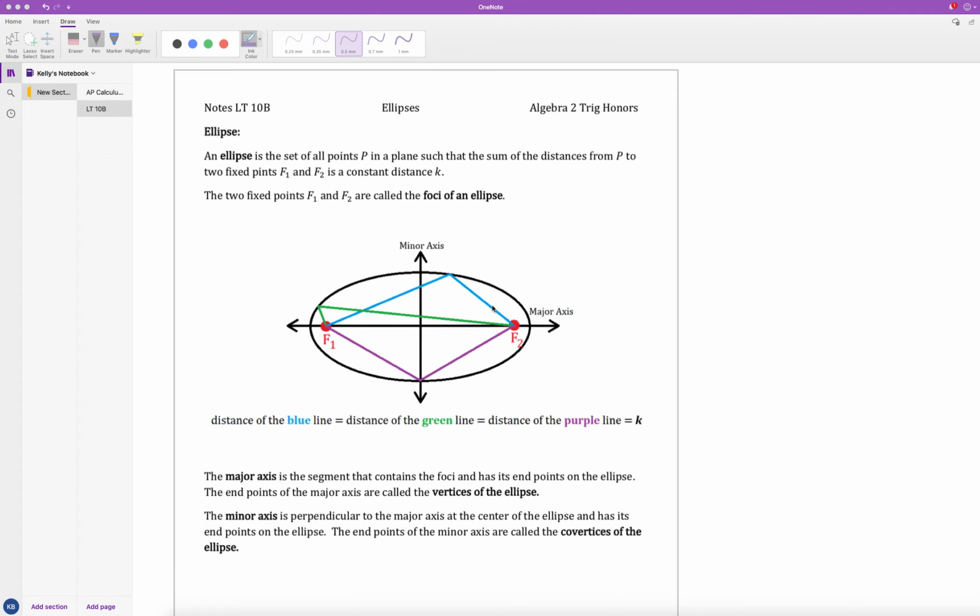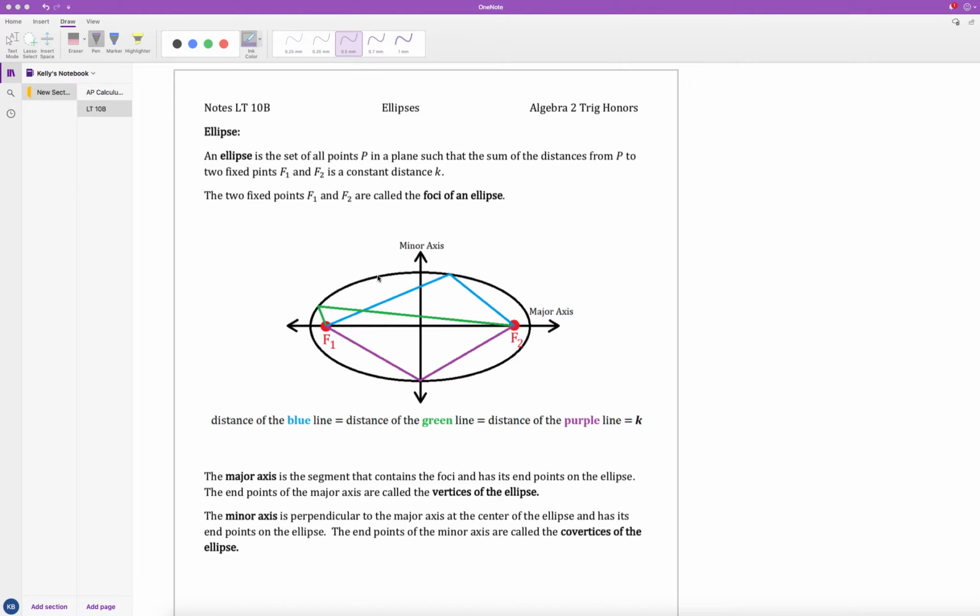Learning target 10B: ellipses. I want to start with the picture that we have down here. On this picture, this is one example of an ellipse, and we're going to go through the definitions and talk about all of these points. What I want you to know right now is the ellipse is the black curve. It's this outer elongated circle, or oval-like shape.